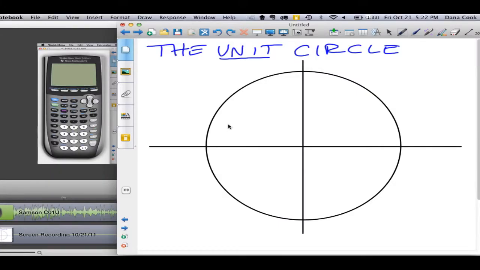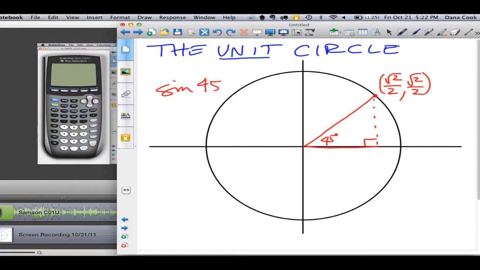Okay, so this is still the unit circle, but I'm going to talk about the trigonometric ratios within the unit circle. This is going to be a 45-degree angle, reference angle. So that means that the coordinates to this point are the square root of 2 over 2 and the square root of 2 over 2. Now, you might want to have your calculator with you when we're working on this. I'm going to ask you questions. How do I calculate the sine of 45 degrees?